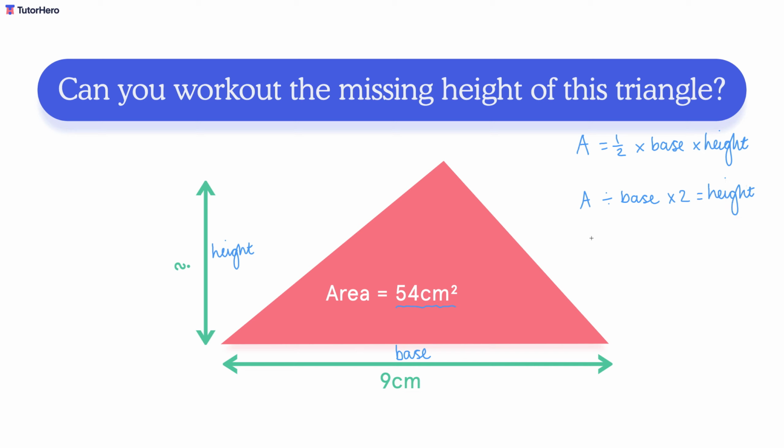A, the area, is 54 centimetres squared. So 54 divided by 9, which is the base, and then times 2, which will give us the height. 54 divided by 9 is 6. So 6 times 2 will give us the height. 6 times 2 equals 12. So 12 is our height. Our height is 12 centimetres.